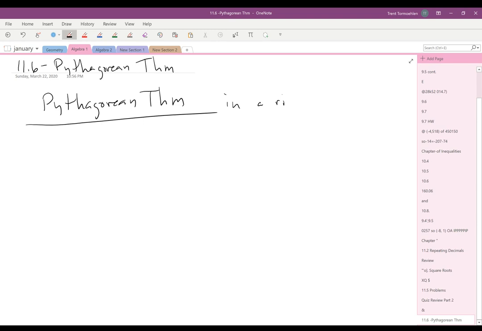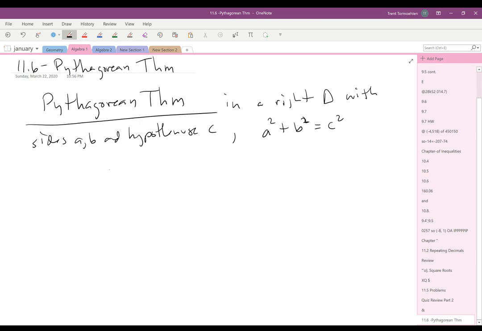in a right triangle with sides A, B, and hypotenuse C, A squared plus B squared always equals C squared. Okay, so there are really two main parts to this: you've got a right triangle with legs A, B and hypotenuse C. The key is the sum of the squares of the two legs is always equal to the square of the longer side, which is the hypotenuse, and this is only true if we have a right angle here.